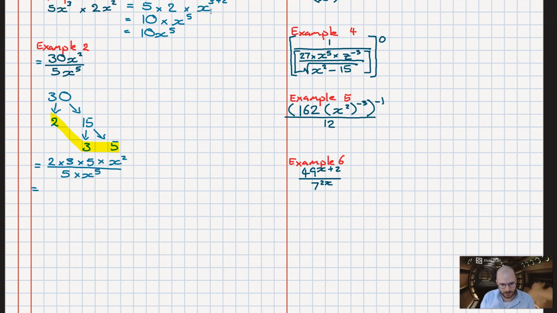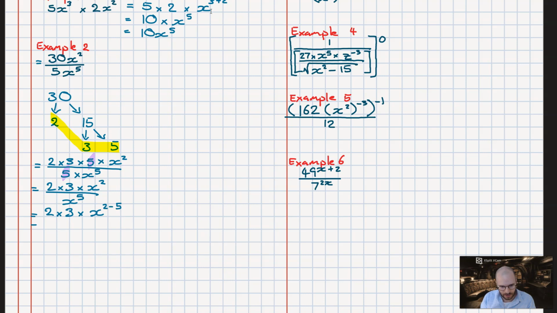Alright, now we're ready to really get into the question. We are going to apply a simplification process. So we're going to eliminate the 5's like so. And that will leave us with 2 times 3 times x squared all over x to the 5. And then we can bring the x squared and the x to the 5 together because they're a common base. So we'll get 2 times 3 times x to the 2 take 5. And that will yield a result of 2 and 3 is going to be 6. And then the common base of x is going to be 2 take 5, which will be minus 3.